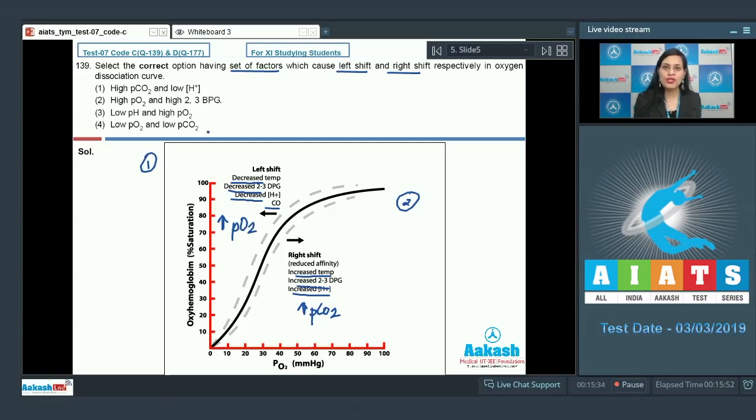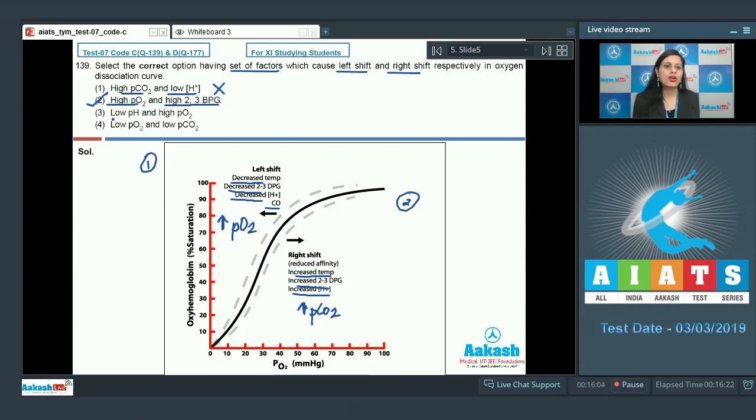So among the given options, the correct answer to this question is option number 2. High partial pressure of oxygen will shift the curve to the left side and high 2,3 BPG will shift the curve to the right side. Let's discuss the rest of the options. The very first option given is high partial pressure of carbon dioxide and low hydrogen ion concentration. This is an incorrect option because high partial pressure of carbon dioxide will shift the curve to the right side and not to the left side.